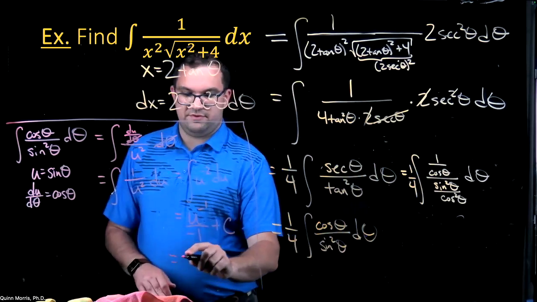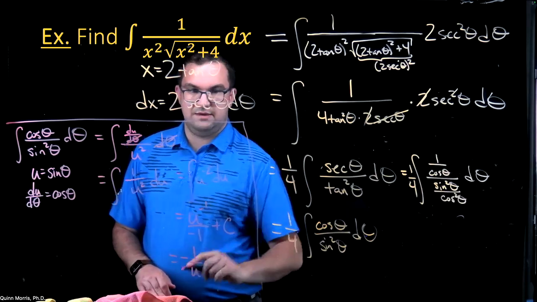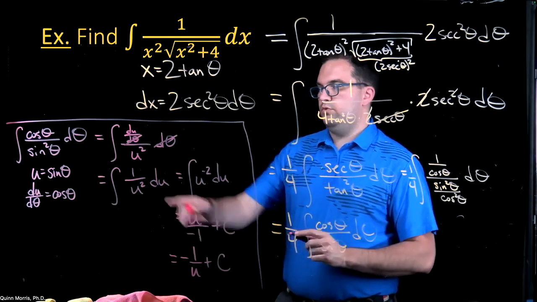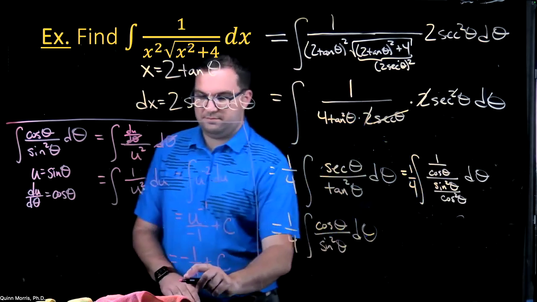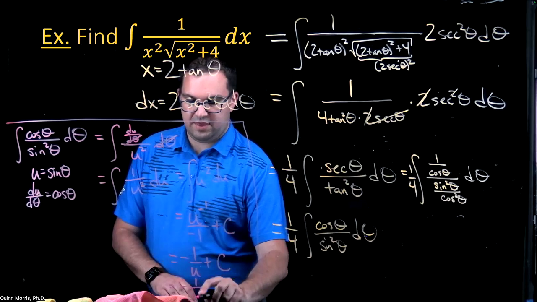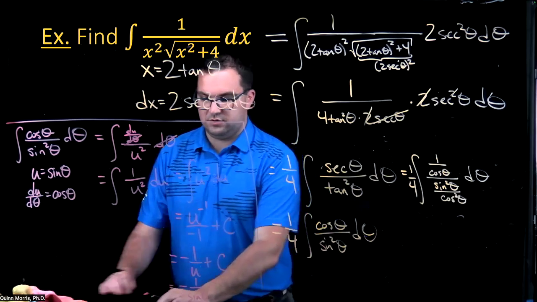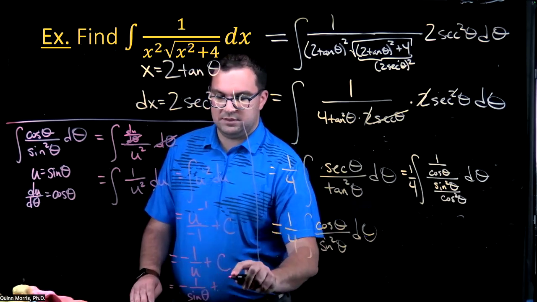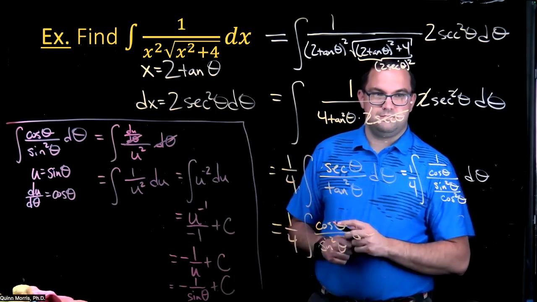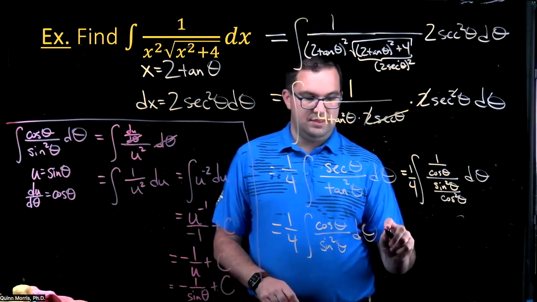And now a bit of simplification gives me that this is minus 1 over u plus c. But I made up u. U was just sine of theta. So this is minus 1 over sine theta, so you can see that at the bottom, plus c. Now I need to come back over here to my original problem and substitute in that result.